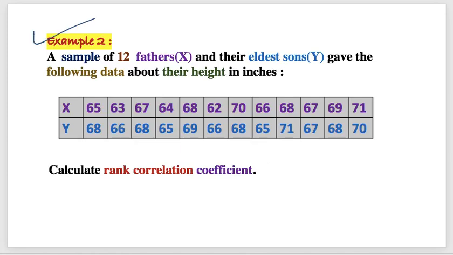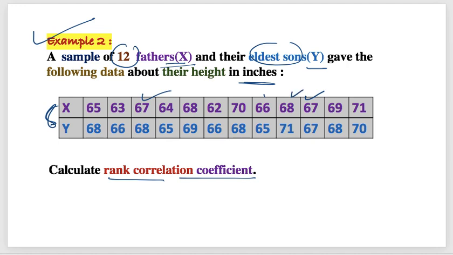In my second example, I have taken 12 fathers' heights and the eldest sons' heights, where y is the son's height and x is the father's height. Both are in inches. So we have these heights here, and we want to ask a question about the rank correlation, obviously Spearman's rank correlation. So how we are going to implement it, let us see. And we can observe that here the values are repeated. Here 67 is repeated, then 68 is repeated, here also 68 is repeated, right? And other terms are there.